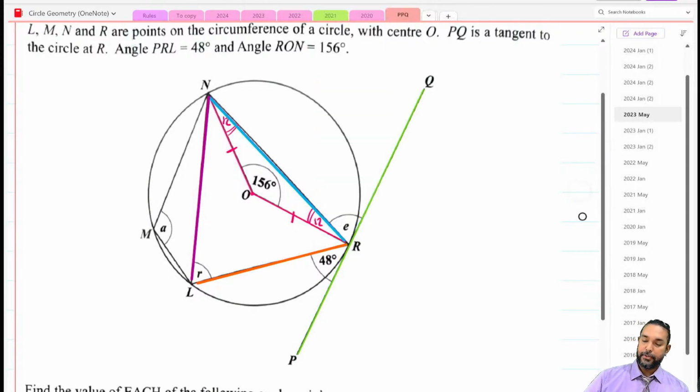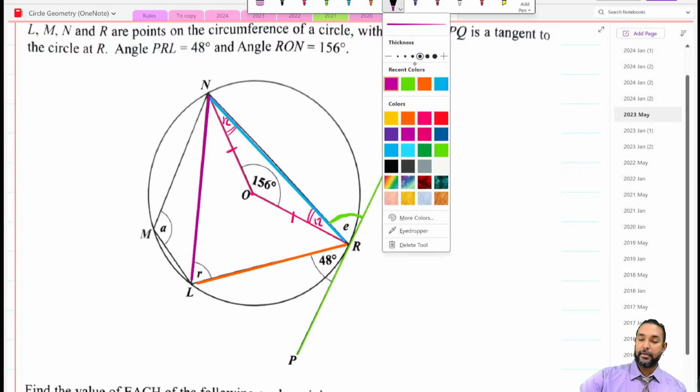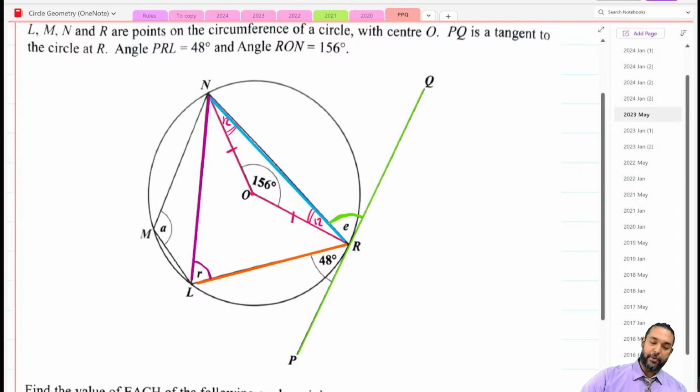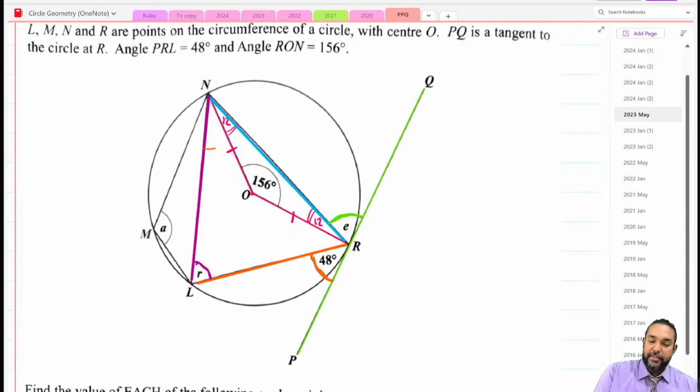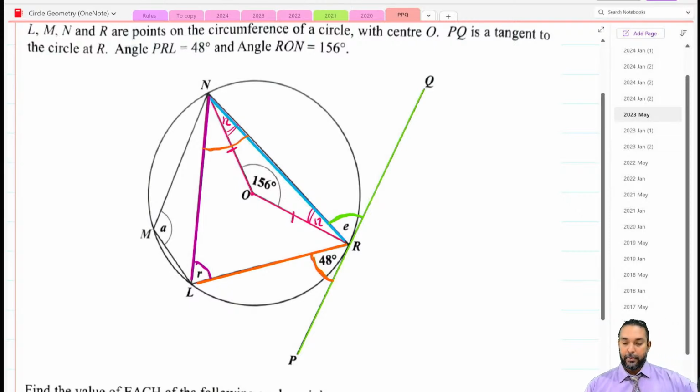So this green angle here, E, what angle on the inside of that big triangle would it be equal to? Angle R. That's correct. So E and R would be equal because the angle between tangent and chord is equal to the angle in the alternate segment. And if we count this as the orange angle here, inside, this would be the angle corresponding to that. That's 48, right? So you see how we fill in blanks as we go along.